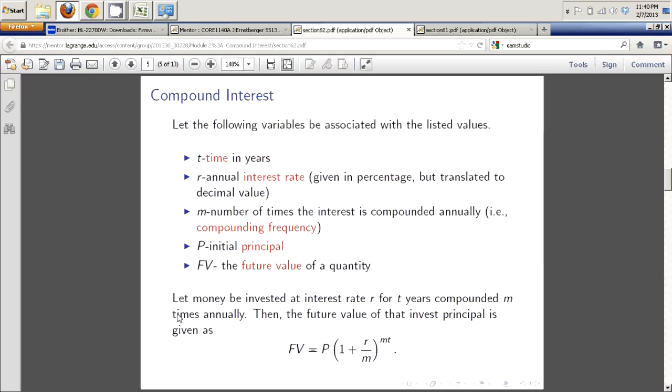Let the following variables be associated. So T is clearly time and R is interest rate. P is principal and F is future value. The real change here is M, which is the number of times the interest is compounded annually. And if you look down at the bottom of the slide, there's a formula that is exponential in T. So what we see is that over time, accounts that draw interest in a compounded fashion grow exponentially. This is the way that you want to invest your money.